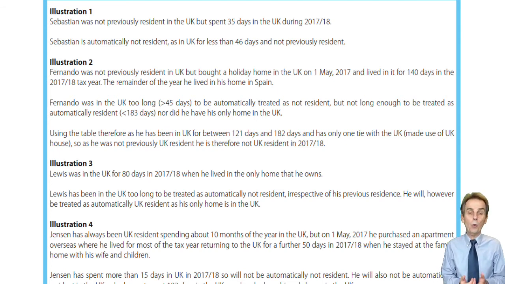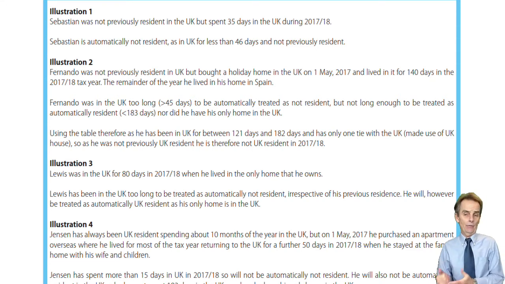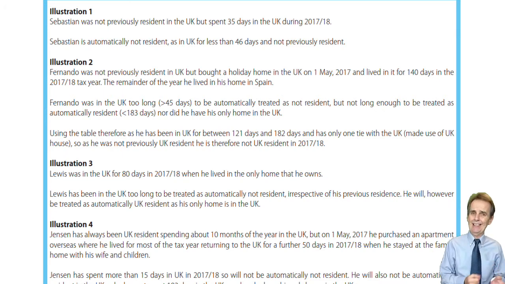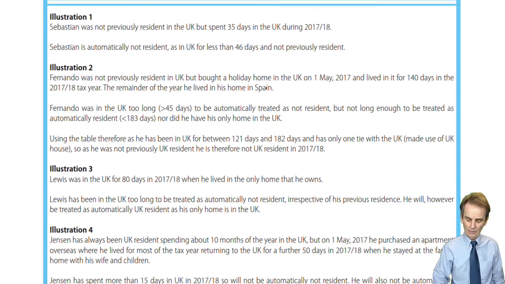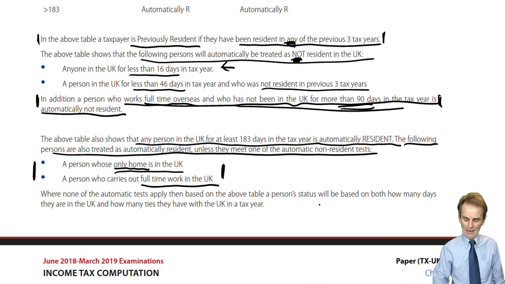If we don't qualify as automatically not UK resident, we then have to check, are we automatically UK resident? If so, again, that satisfies it, you are resident. But if you're neither automatically not UK resident nor automatically UK resident, it is then about, based on whether you were previously resident in the UK in any of the previous 3 years, how many ties do you have with the UK and how many days have you spent in the UK? And then we read it off that table.